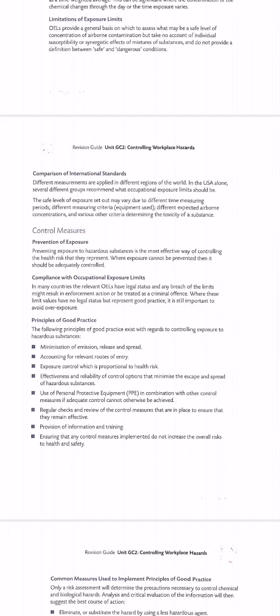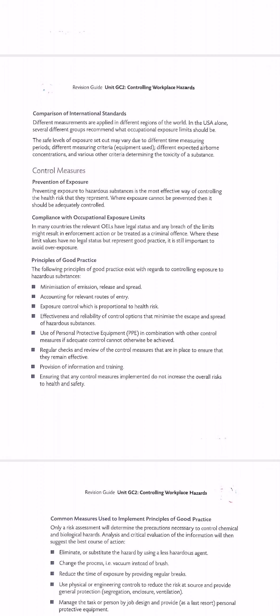Then I'm going to talk about the control measures. When we're talking about control measures of these occupational exposure limits, we're talking about prevention of exposure. Preventing exposure to hazardous substances is the most effective way to control the health risks that they represent. Where exposure can be prevented, then it should be adequately controlled. So how can we control it?